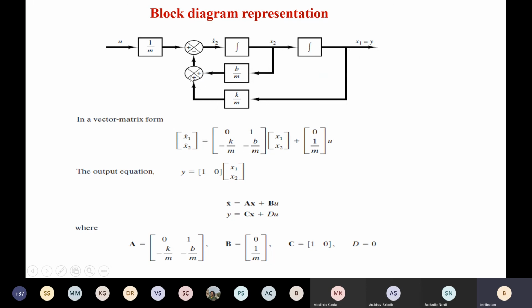So this corresponds to the minus k by m x1. This corresponds to the minus b by m x2. You see this line, minus k by m x1 minus b by m x2. These are represented from this one, and that plus 1 by m into u will be your x2 dot. But ultimately you want x1. So x2 dot you integrate once, you get x2, then you integrate x2 another time, you get x1. In that way we can represent it in this block diagram form.